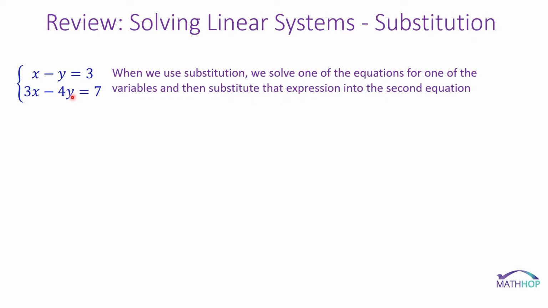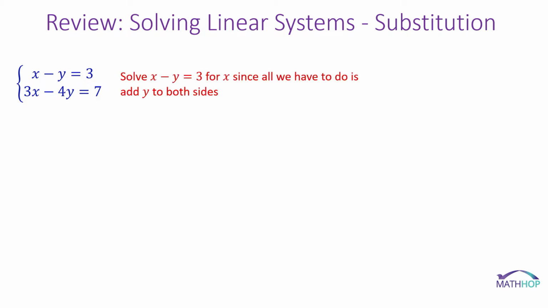And looking at these, I am going to eliminate this second equation. It's a hot mess. There's too many steps to solve for either of the variables. But looking at the first one, if I simply add y to both sides, I will have solved for x. So that's what I want to do. I want to solve x minus y equals 3 for x because it just involves one step. So let's do it. Add y to both sides, we get x equals y plus 3.